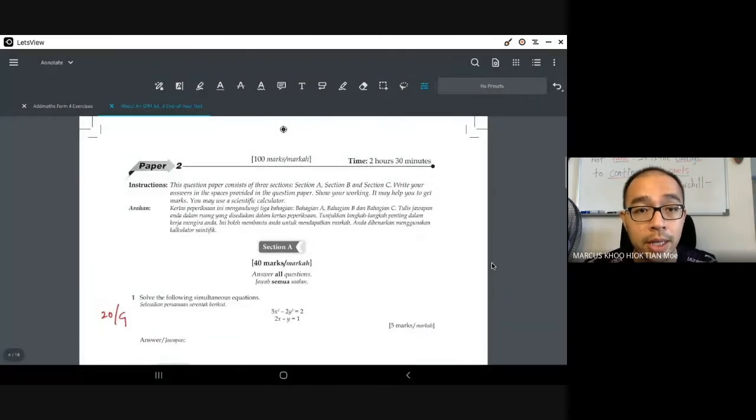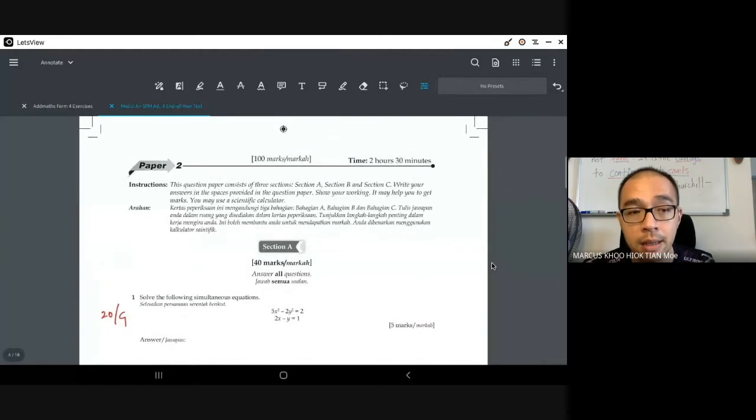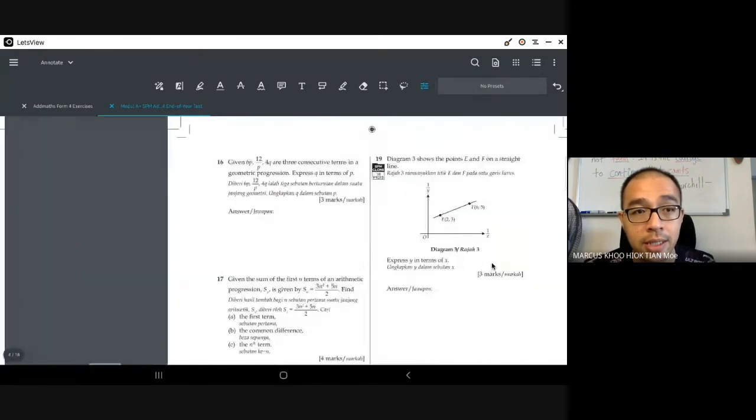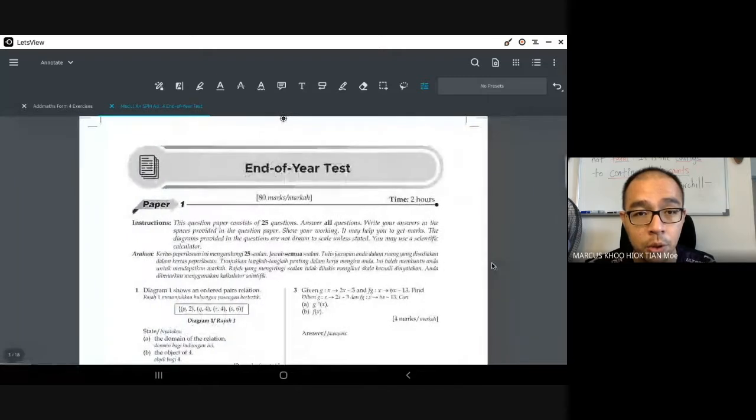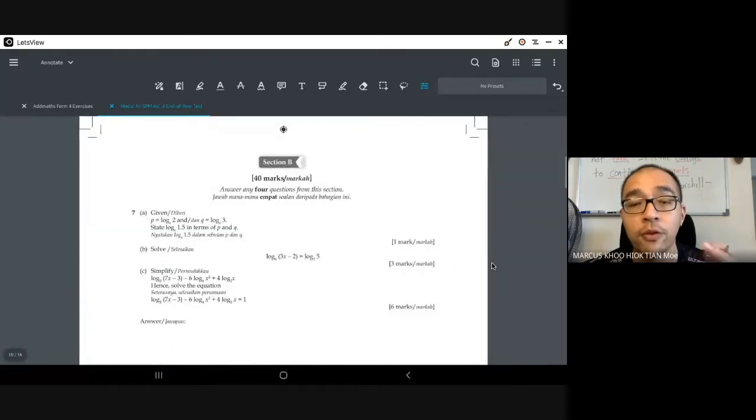Now again, guys, the paper 2 questions in this end of the year test module are not following the current exam format. This is the old exam format, but we can still answer the questions here. It's still relevant to us. So just don't follow this format. Follow the format that I showed you just now.